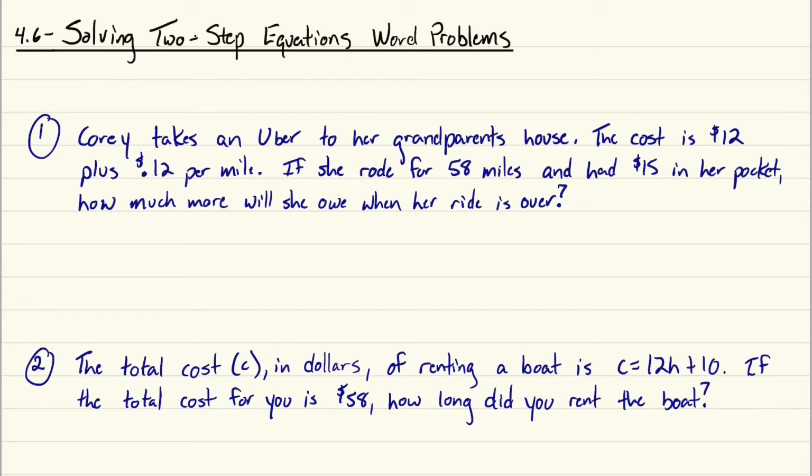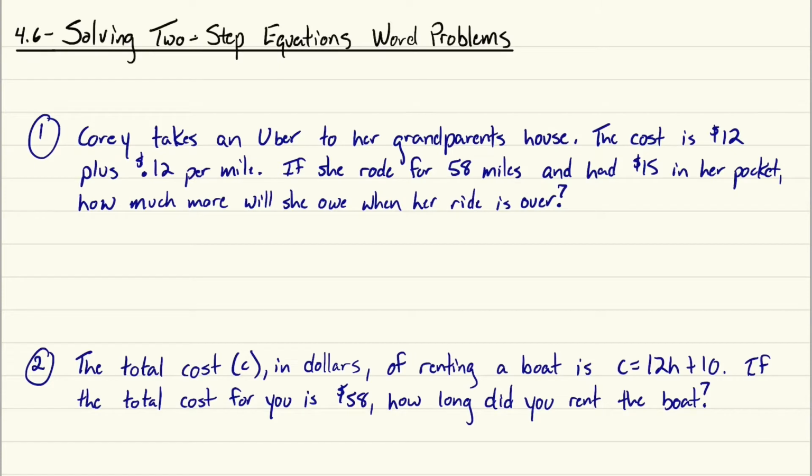Okay, so I've read that problem once. I understand the scenario. We got Corey riding in an Uber. She's got some money in her pocket, but it's going to cost a lot more than what she has. We got to figure out how much more she's going to owe. So now let's go back through it and pull out some important pieces of information.